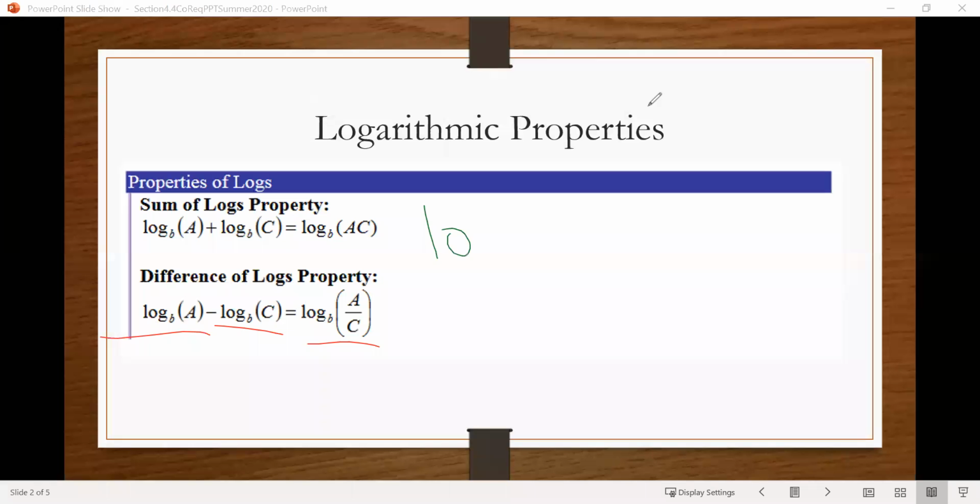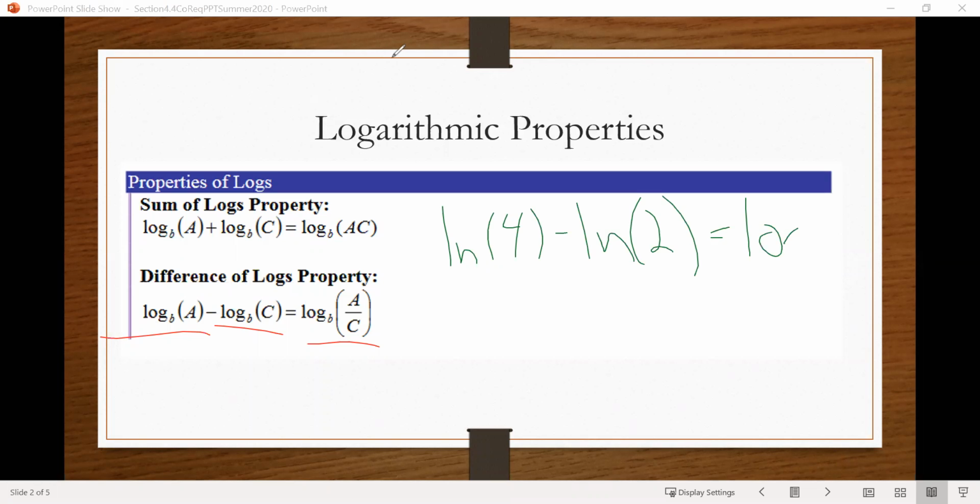As an example, let's say we had ln of 4 minus ln of 2. This works with natural logs too, because they're just log base e. We can rewrite that as the ln of the first thing, 4, divided by the second thing. So in this case, it just becomes ln of 2, which would be a little easier to calculate or work with than ln of 4 minus ln of 2.